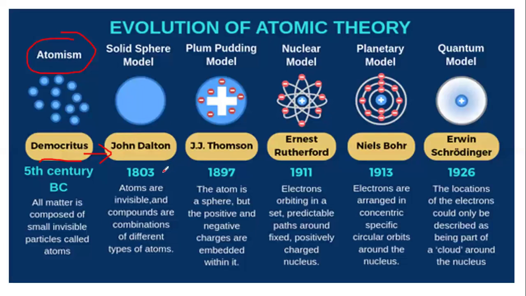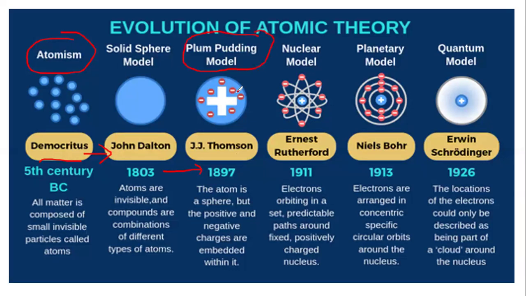And then development continued to J.J. Thomson. Thomson came with his own view that we call the plum pudding model, here on top. In the plum pudding model, he said that the atom is just a sphere.